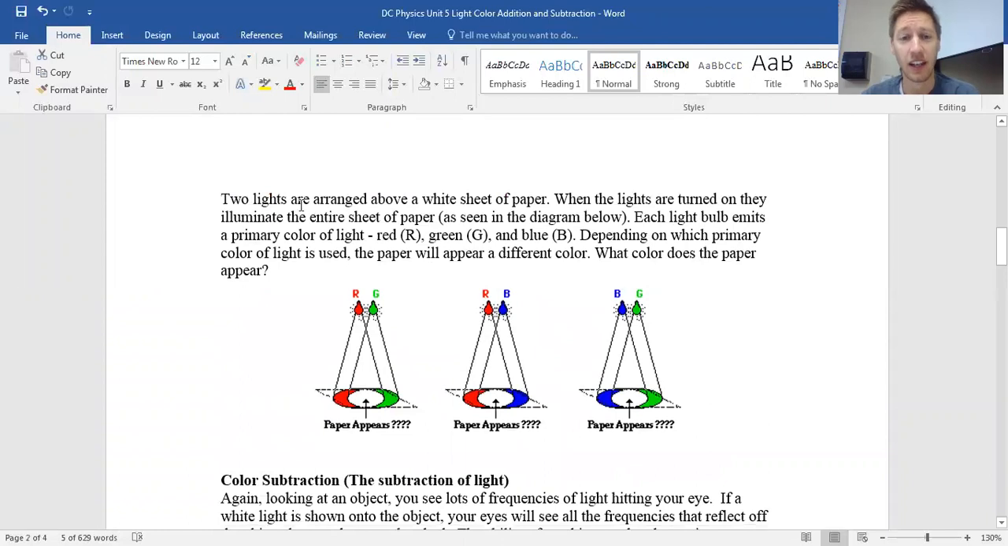So when you shine these colors together, red plus green light, if it was a white piece of paper, it'd look yellow. If you take red and blue together, shine them on a piece of paper that's white normally, it would reflect the red and blue there, and that'd be magenta. Blue plus green is going to make it look cyan.